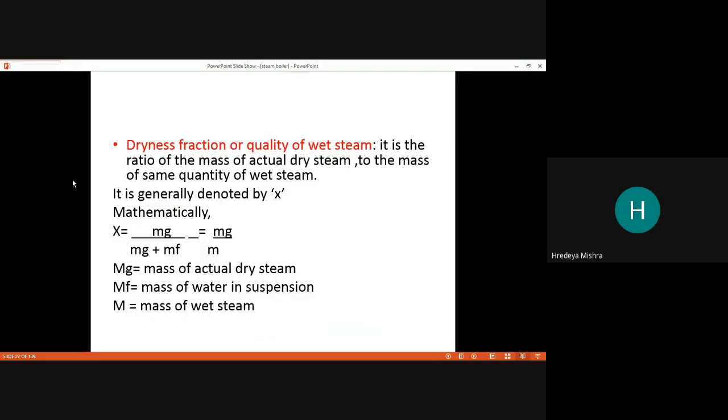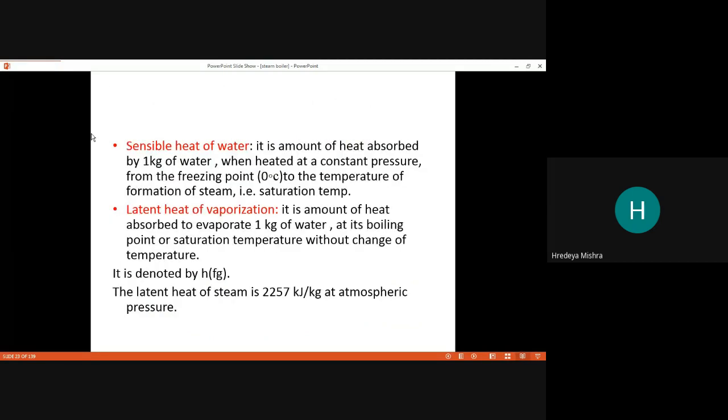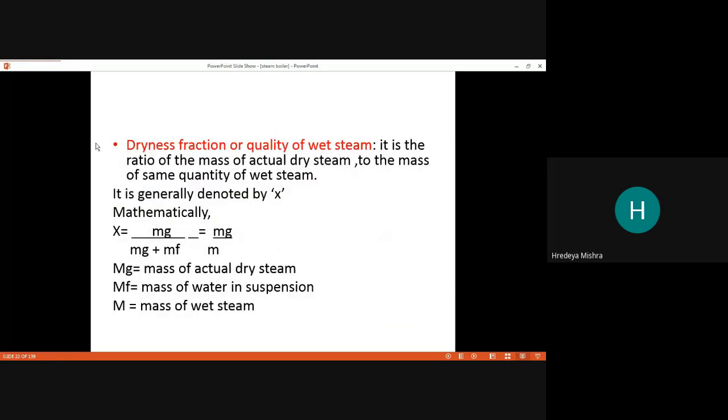Next is dryness fraction. So what is the dryness fraction? Dryness fraction is nothing but a ratio between two masses.